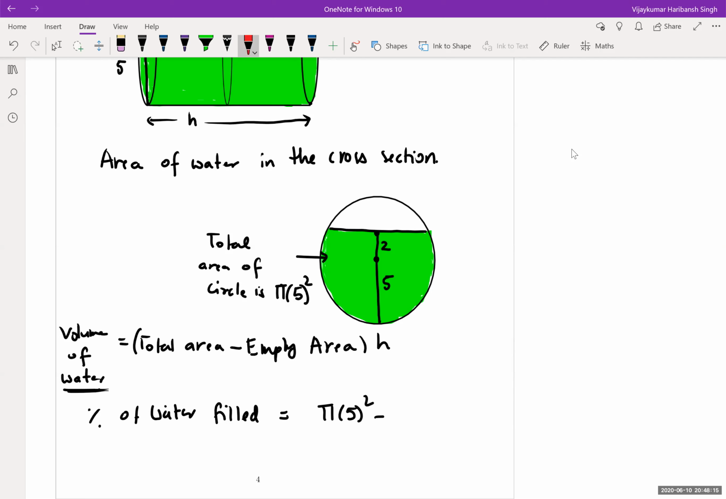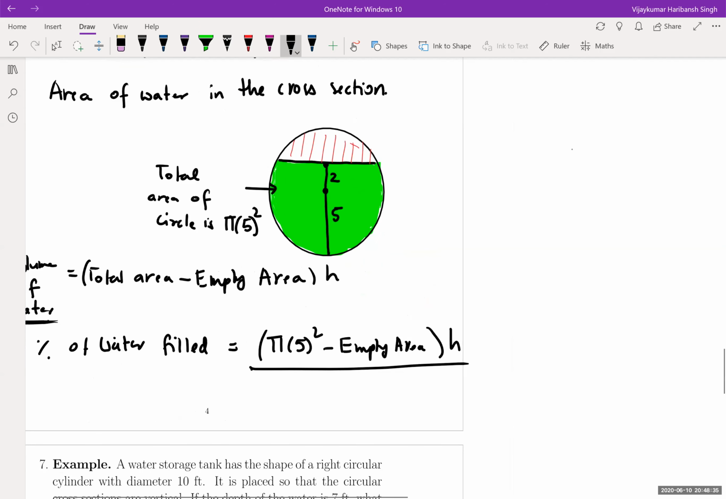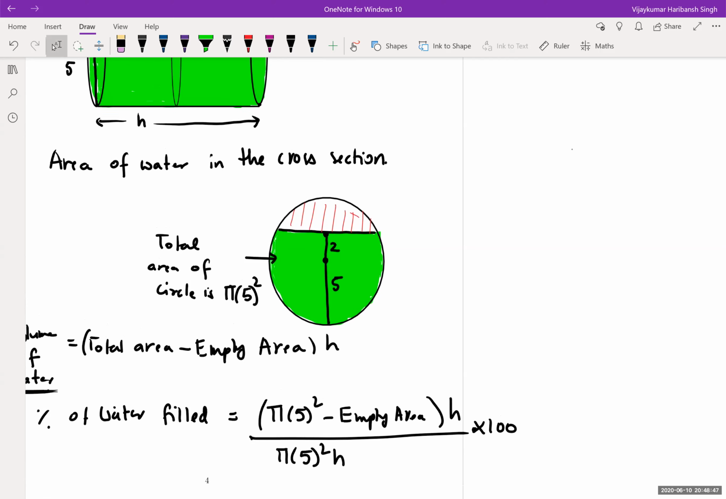So let's call this red area the empty area. So this area is the empty area, and we subtract the empty area, multiplied by h, divided by the total volume of the cylinder, which is going to be this, multiplied by 100. So this is what we are looking for. Makes sense? So this h and this h will cancel, really.